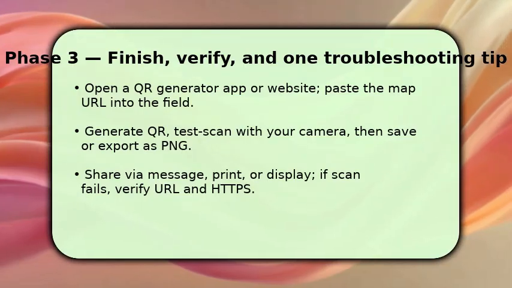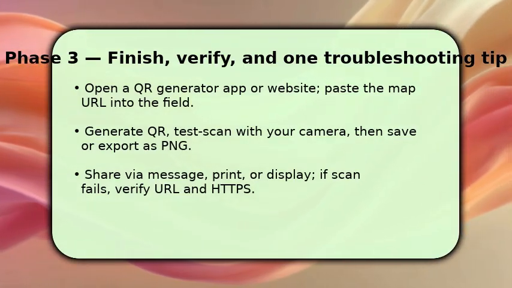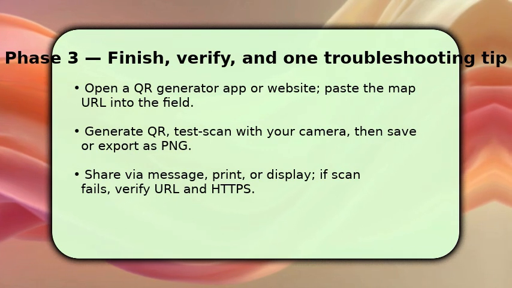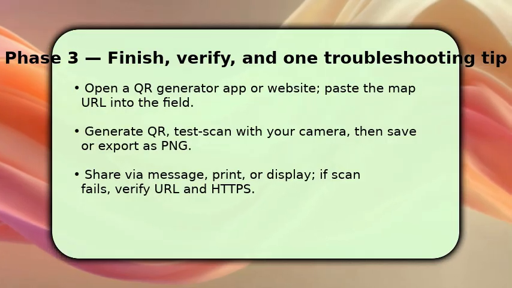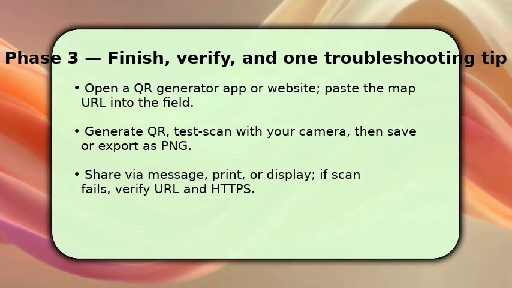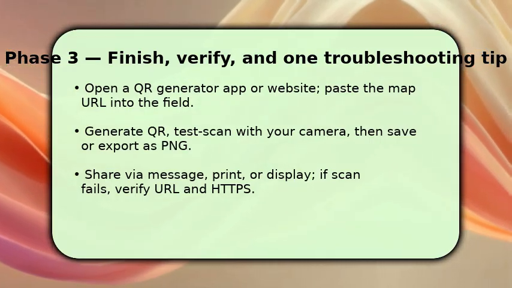Finally, open a QR code generator app or site and paste the copied map URL into the input box. Generate the QR and immediately test scan it with your phone camera to confirm it opens the correct map and mode. Save or export the image as PNG for sharing, or display it on another screen to let others scan.